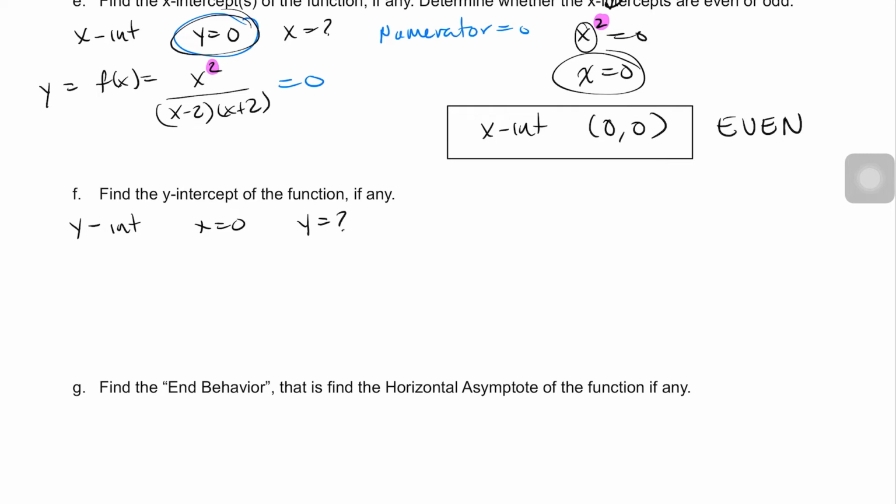Excuse me. And let's find out the y-intercept. So the y-intercept happens whenever x equals 0. We're going to find the value of y. So that happens by going back to the function, plugging 0 for x.